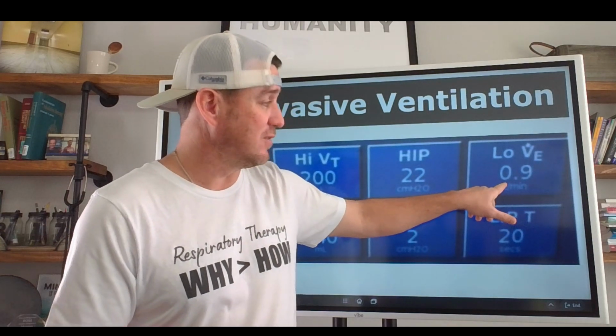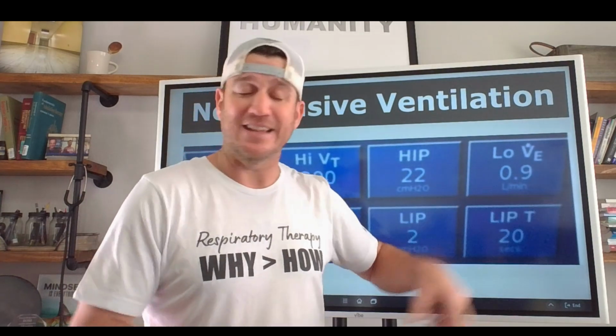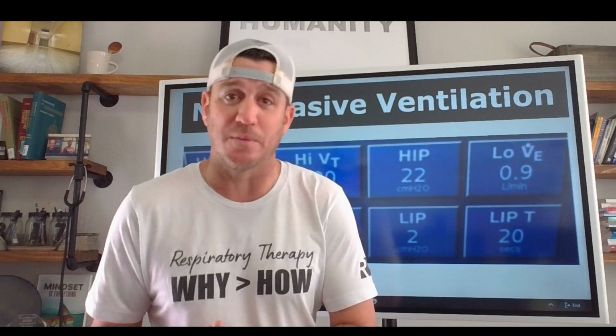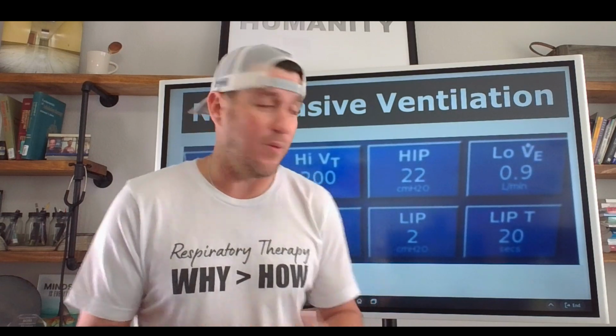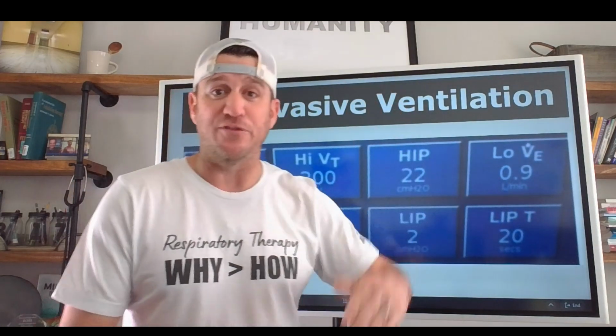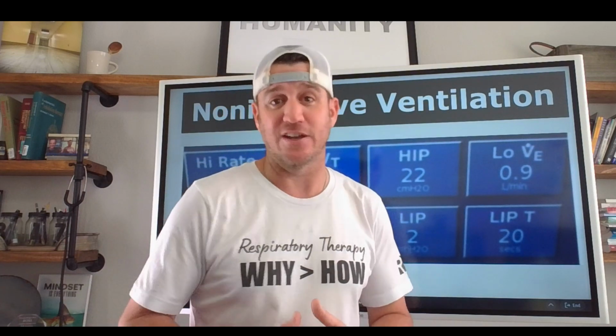Now, this one right here is set on 0.9 liters. That's obviously not correctly set for anybody. We know normal minute ventilation, ballpark typical normal range is 5 to 7 liters per minute. If this alarm doesn't go off until that minute ventilation falls to 0.9 liters, then there's a good chance that patient's CO2 is already high and they're probably acidotic.